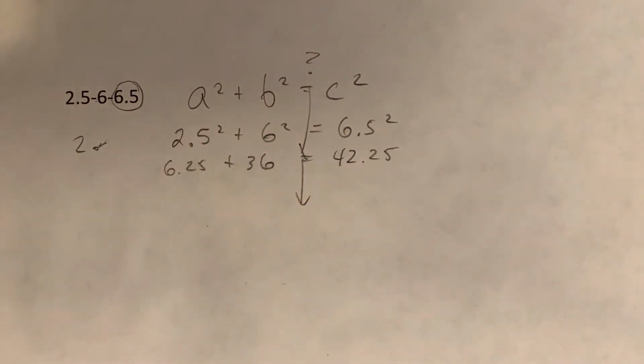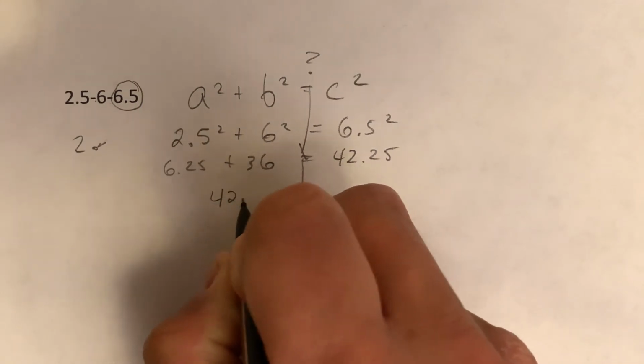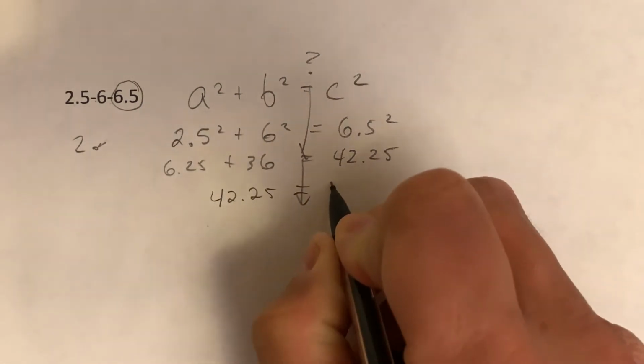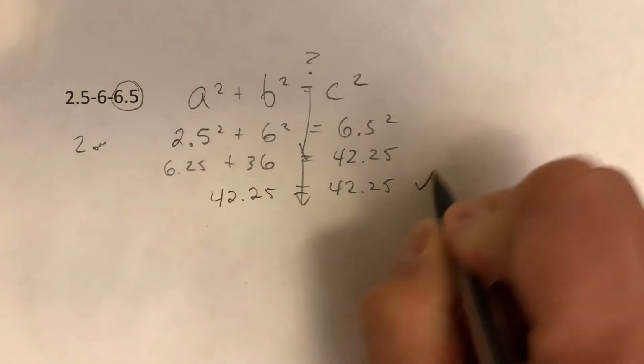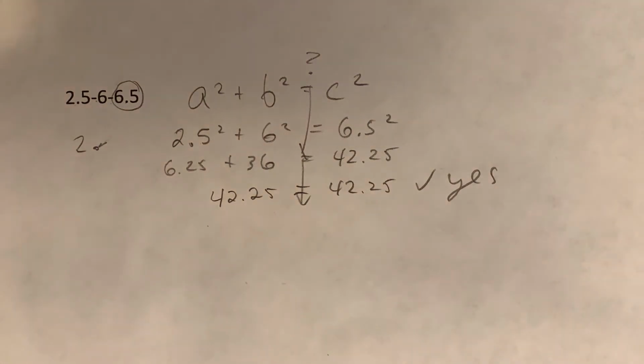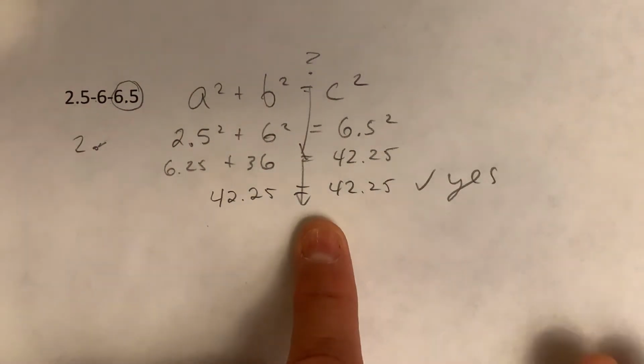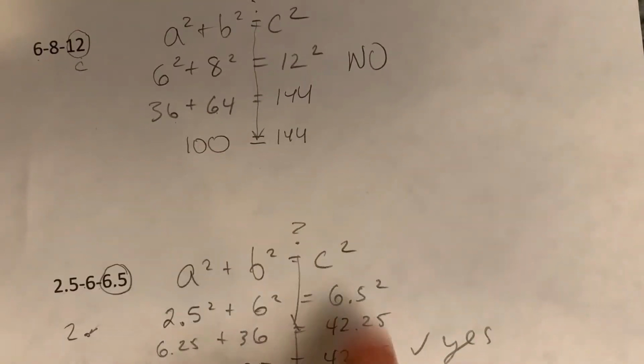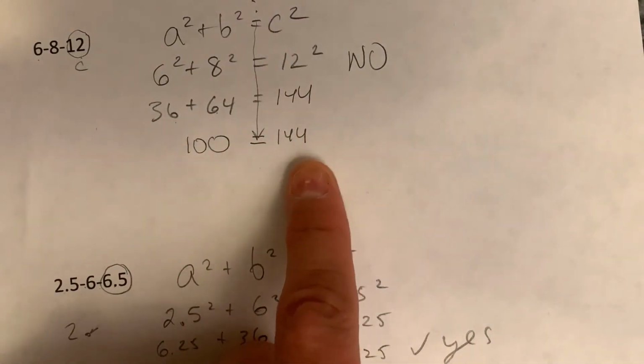6.25 plus 36 equals 42.25. Oh, this does equal out. So this is a right triangle. This one does equal out. So it's a yes. Again, you want to show work. If it does equal, it's a yes. If it doesn't equal, it's a no. And that's what happened on this first one.